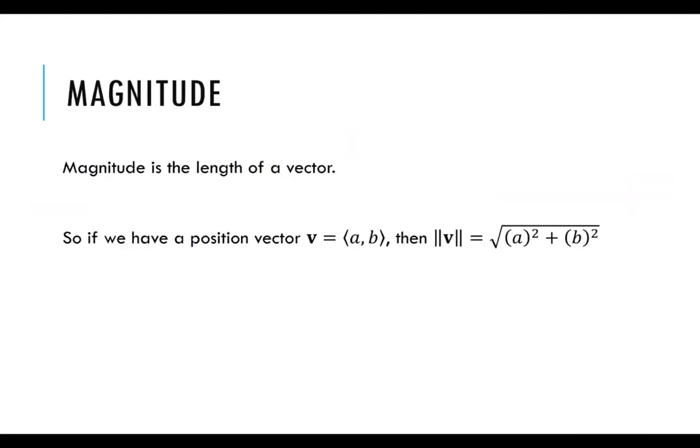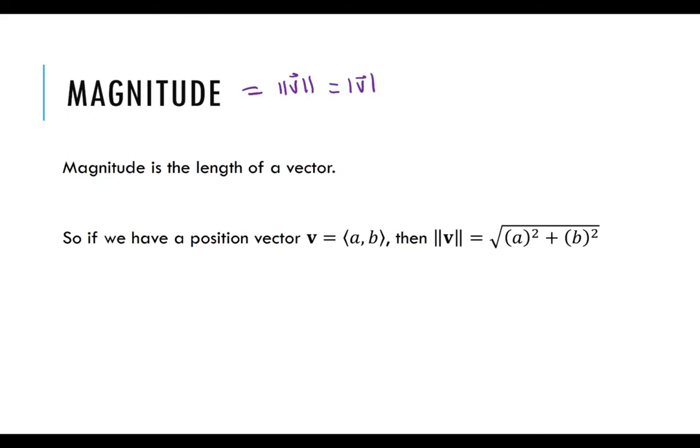Now, recall that magnitude is the length of the vector. If we have a position vector v equal to the components a and b, then we write the magnitude like this. Sometimes you may see it written as just absolute value bars, depending upon the text, but in this text they use double bars. The magnitude is the a part squared plus the b part squared, so you just square the components, add them, and then take the square root.